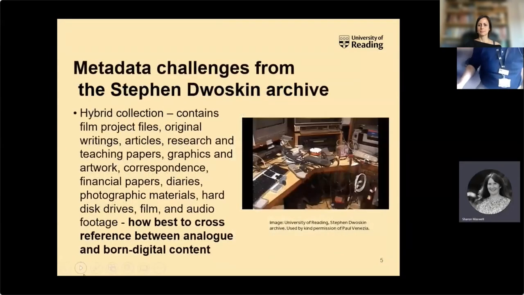Thank you, Guy. I want to highlight our work on the Stephen Dwoskin Archive, a hybrid archive comprising around 120 boxes of physical material and 20 hard disk drives. This is an archive of a filmmaker, a key figure in the history of experimental cinema, whose work tackled the subjects of disability, illness, desire, and human subjectivity. The archive preserves evidence of his work and life from 1960 to 2012, when Dwoskin died.